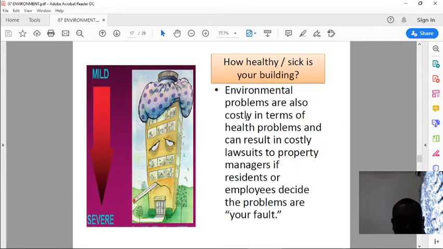Other than that, if you don't have the good elements of a building, it can lead towards sick building syndrome.